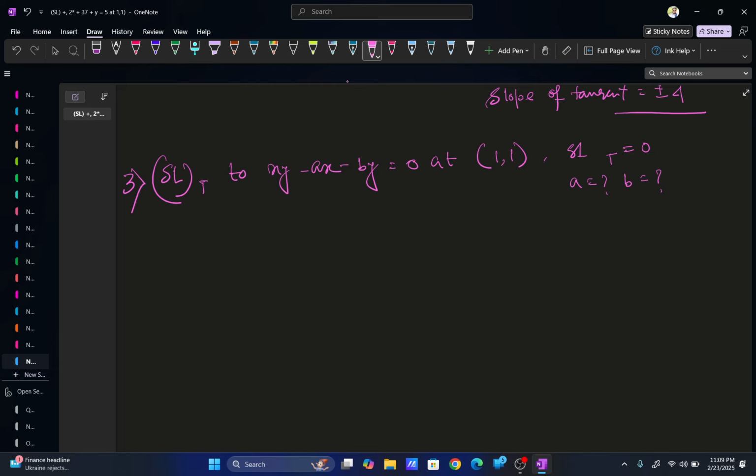The third question says: slope of tangent to xy minus ax minus by equals to 0. So that is the curve.